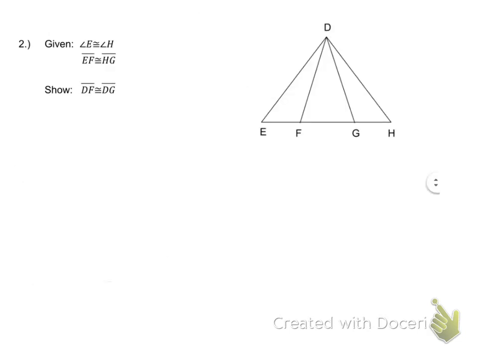So let's make a two-column proof for this, where we're given angle E is congruent to angle H. We also are given that EF is congruent to HG. Can we somehow figure out how we can show that line segment DF, which is in the middle, is congruent to line segment DG? Of course, it's a two-column proof, so you're going to make two columns.